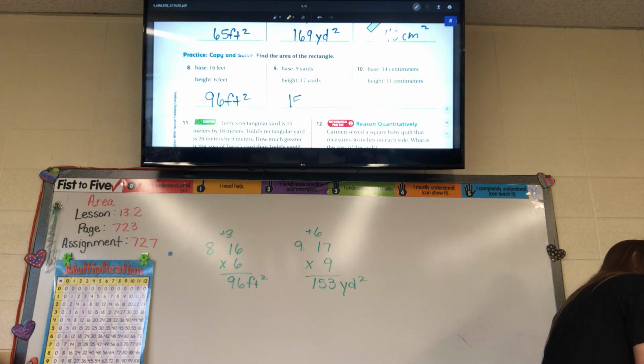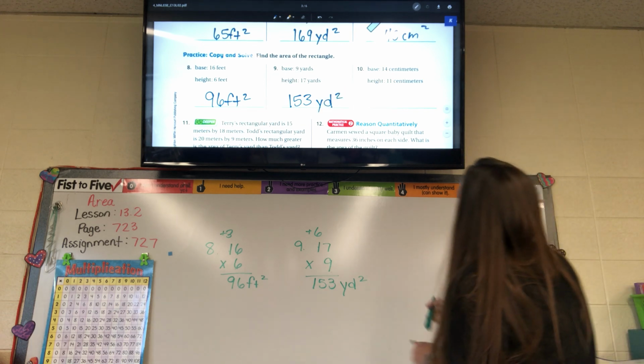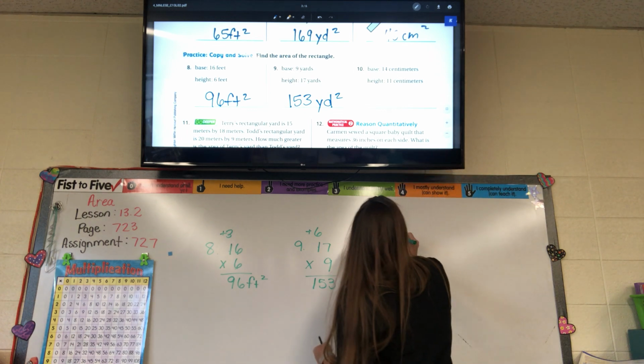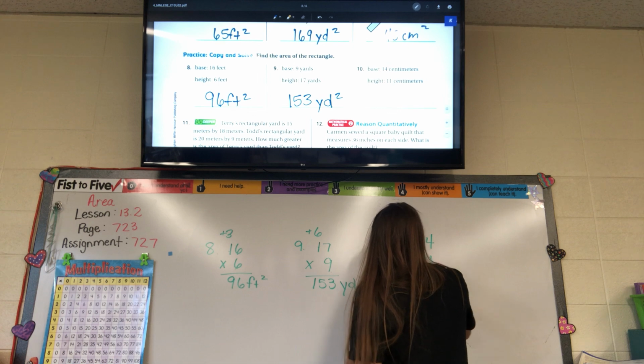153 yards squared. Okay, and then next one is 14 and 11. So number 10 is 14 times 11.